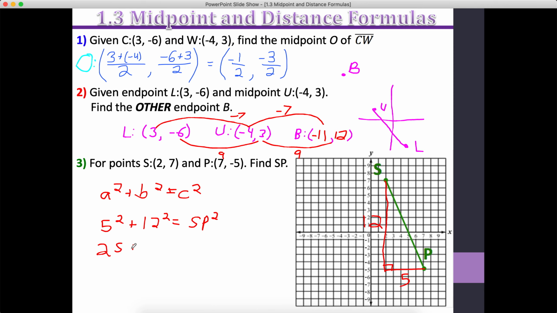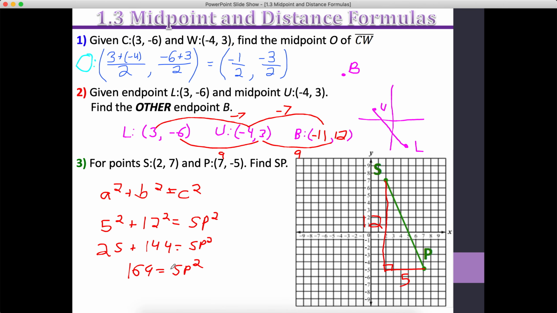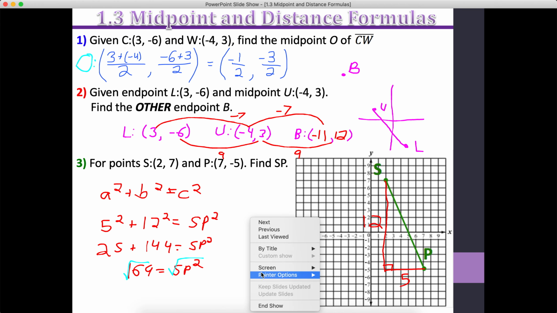This is 25. This is 144. 25 and 144 is 169, which thankfully is a perfect square. So if I take the square root of 169, I end up getting 13. Keep in mind that since we're talking about positive numbers, since we're talking about distance, we ignore the fact that -13 would also satisfy this equation.